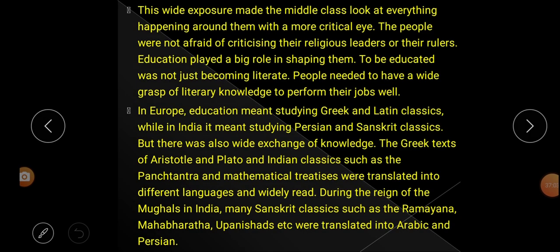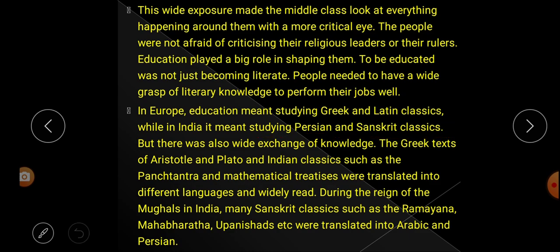Next paragraph. In Europe, education means studying Greek and Latin classics. Listen carefully. In Europe, education meant what? Studying Greek and Latin classics. In India, studying means what? It means Persian and Sanskrit classics. Listen carefully. In Europe, education means studying of Greek and Latin classics, but in India, studying means what? Studying of Persian and Sanskrit classics.